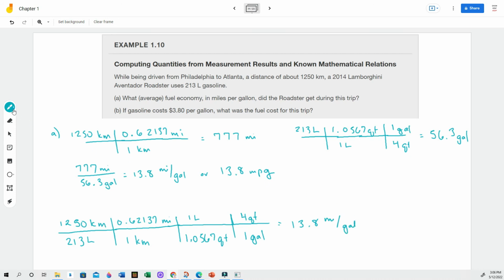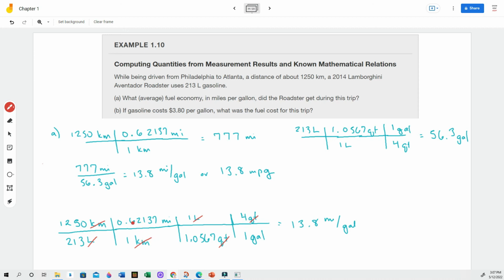But let's double check. Just want to make sure that you can see how this works. So you can see my kilometers canceled, and that's how I get miles in the numerator. My liters have canceled, my quarts have canceled, and I have gallons in the denominator. Now, to check for sig figs, we're just going to look at all of these conversion factors. So again, my numerator here has 3 sig figs, and my denominator also has 3 sig figs.